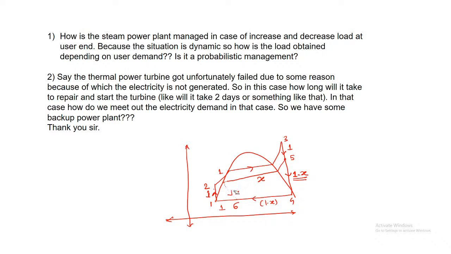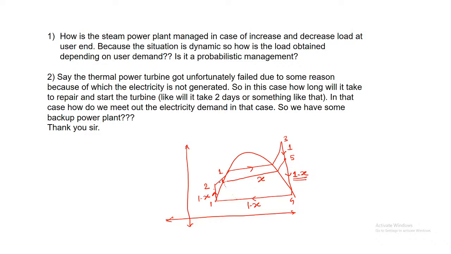Now if we don't have this here, and we have fed it forward, then the complete condenser will have 1 minus X mass. The pump will also have 1 minus X mass.